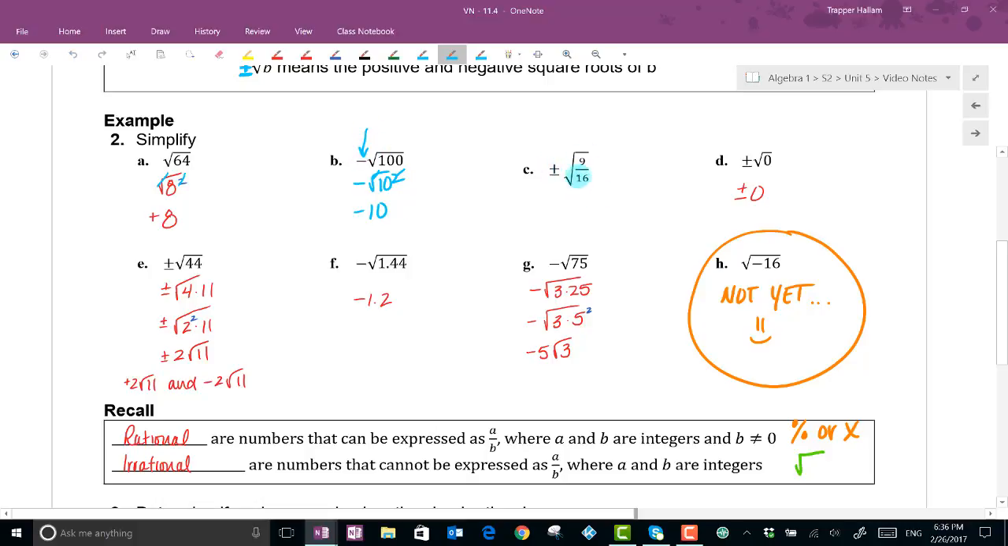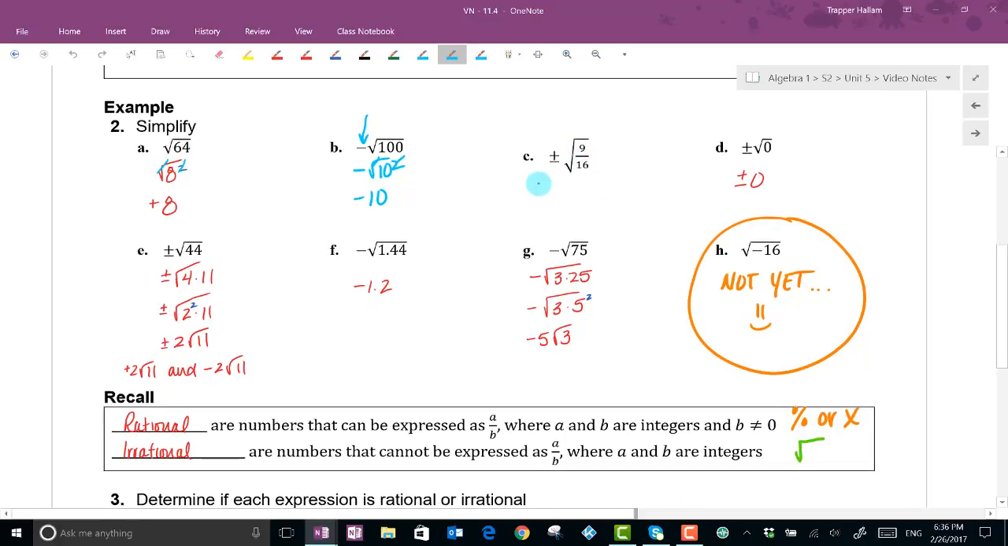Here's a plus or minus with a division of the square root of 9/16. So what would that look like? Well, let's go ahead and split this up. It's going to split up into the square root of 3 squared, and the square root of 4 squared. Those are going to reduce out, leaving me with plus or minus 3 over 4.